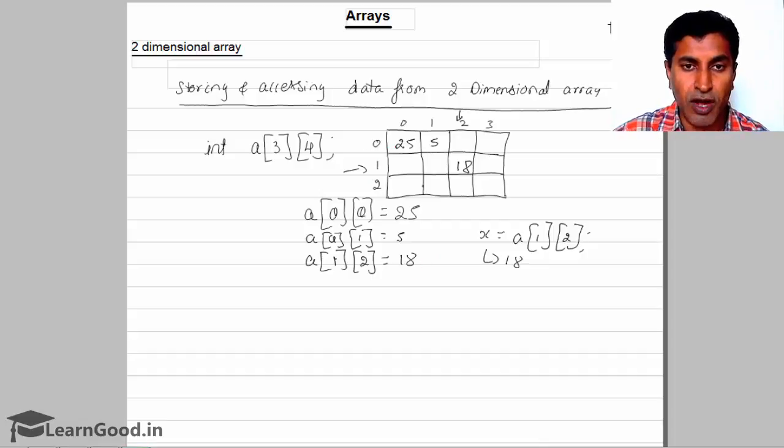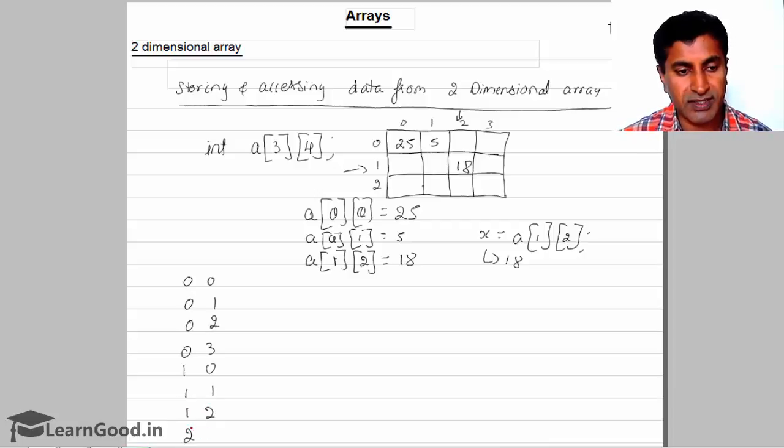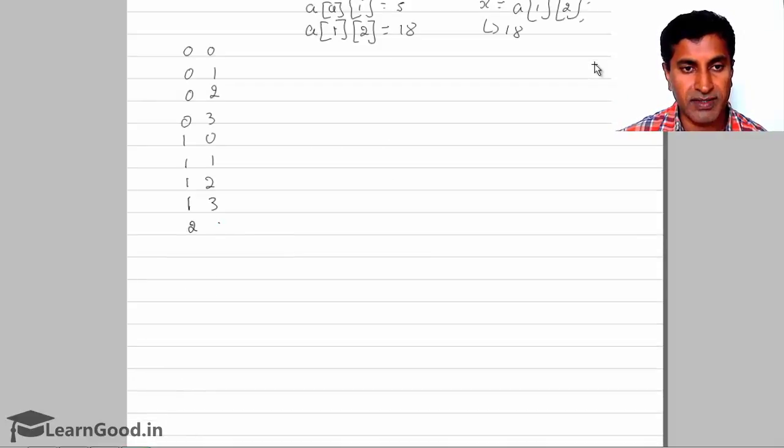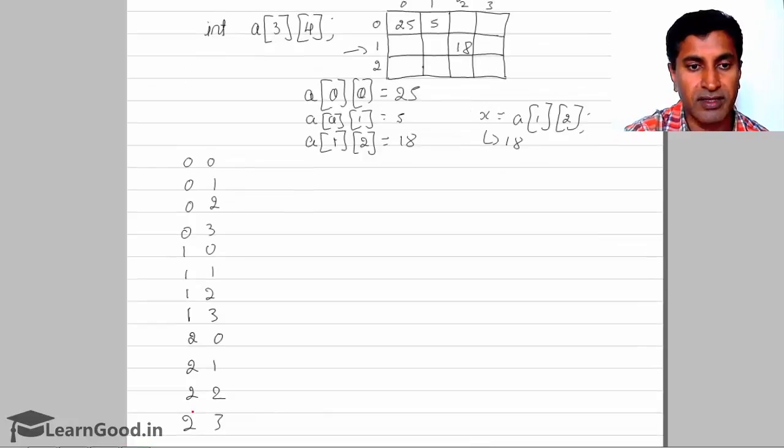So if you want to read all these location values, first I want to read the 0, 0 location value, then 0, 1, that is the second location, then 0, 2, then 0, 3. Same way I want to read the second row. It's going to be 1, 0, 1, 1, 1, 2 and 1, 3. Same way 2, 0, 2, 1, 2, 2 and 2, 3. So if you want to read the matrix, then you have to generate all these index numbers.